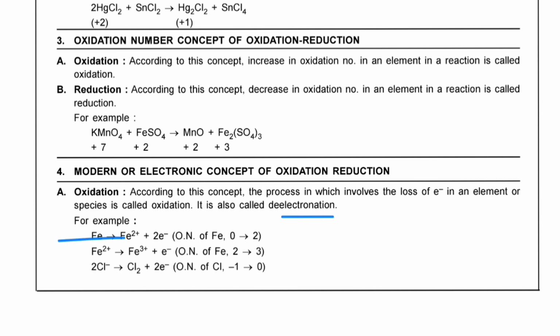Here you can see iron loses 2 electrons, going from 0 to +2 oxidation state. Iron loses 1 electron from +2 to +3, and chlorine loses an electron from -1 to 0 oxidation state.